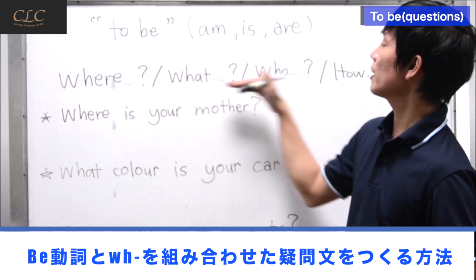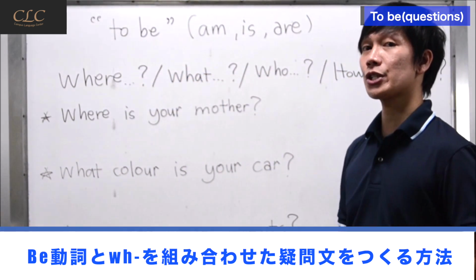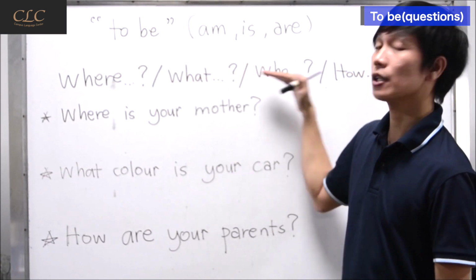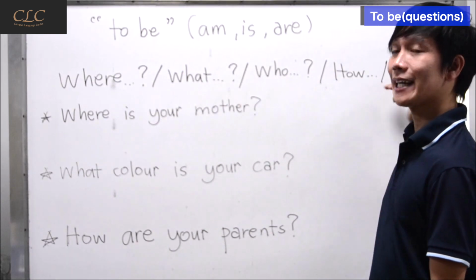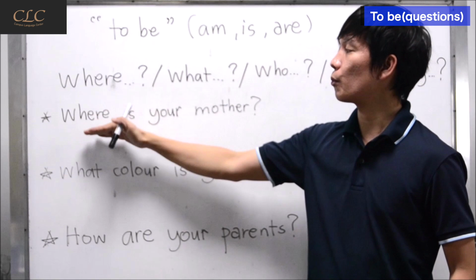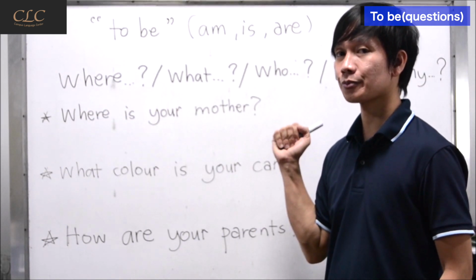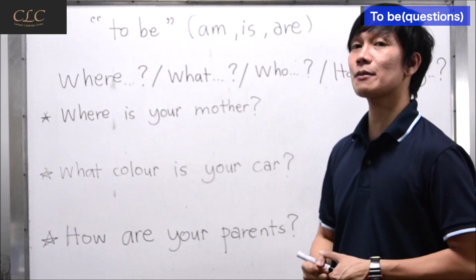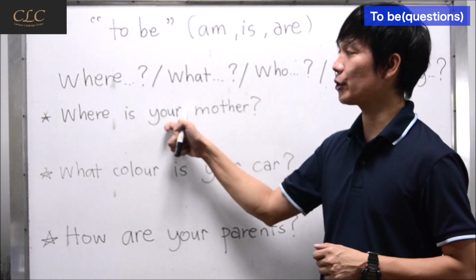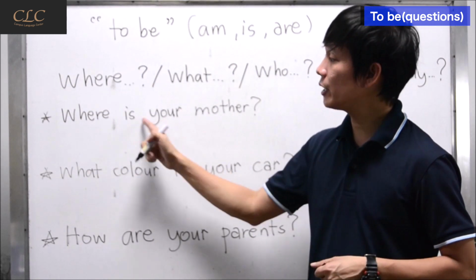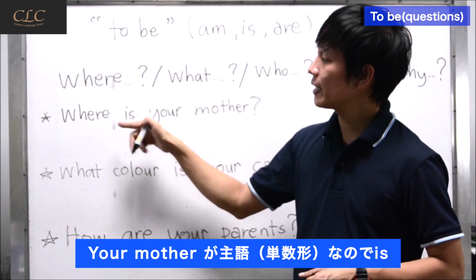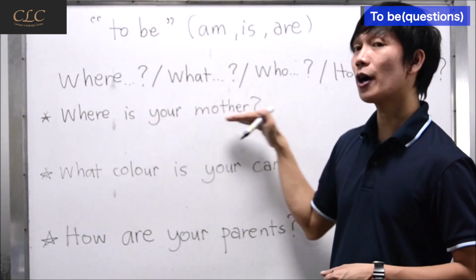We can also use the be verbs with the WH questions. These are examples of WH questions. We have where, what, who, how, and why. So we have here an example. First one, where is your mother? What is the subject in this question? Yes, right. The subject is your mother. That is why we are using is. And we have now the question, where is your mother?